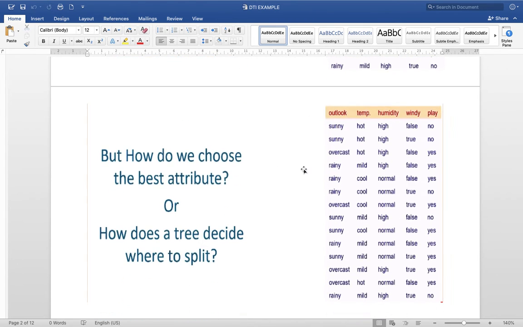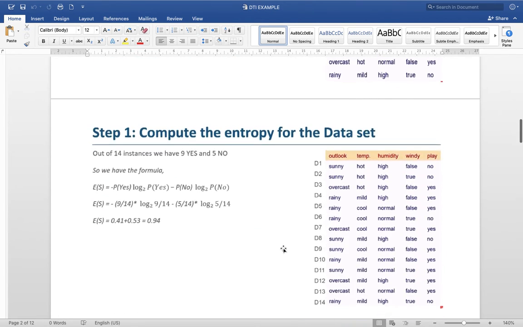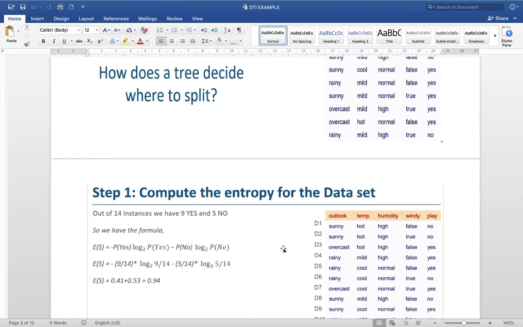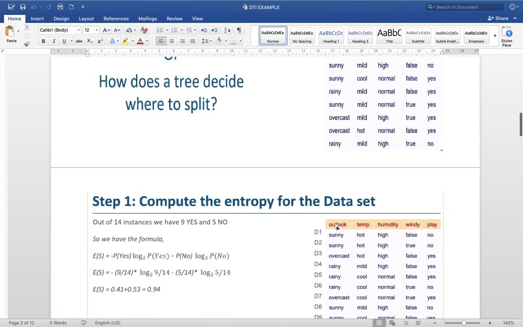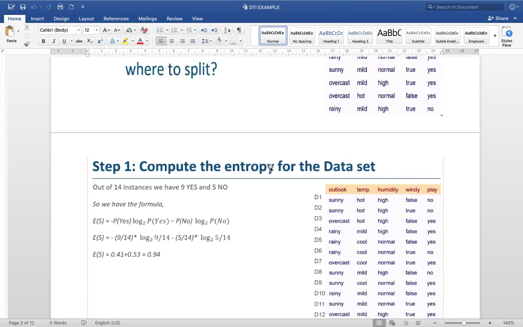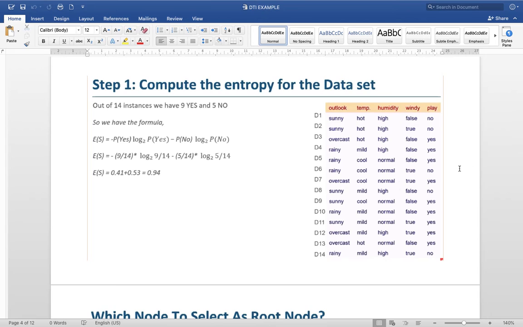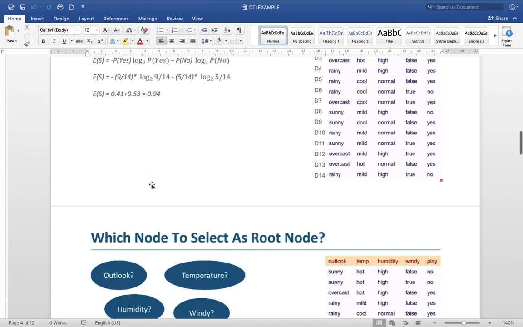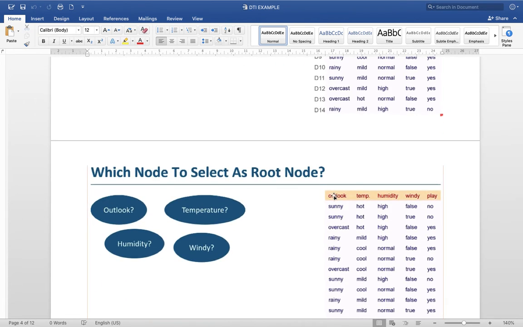So how do we choose the best attribute, or how does a tree decide where to split? There are four things. First, we will find the entropy. There are 9 yes and 5 no, and this is the entropy. So which node will be the root node among these four: outlook, humidity, temperature, or windy?